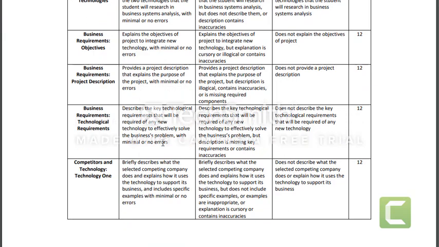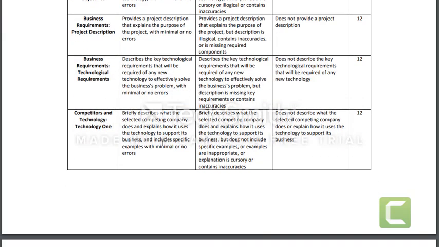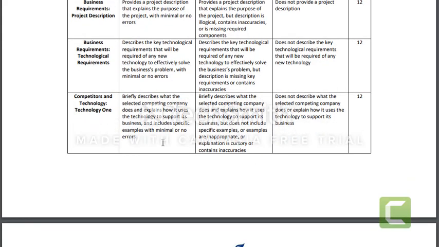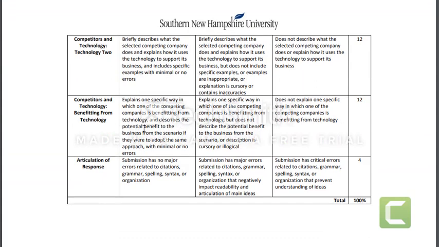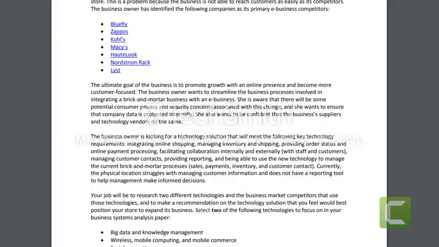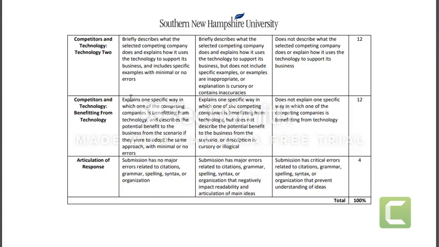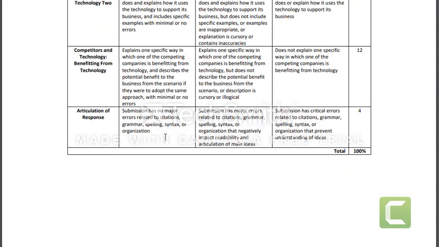And again, remember, this is just a draft. So we're going to provide feedback to help you get where you need to get by your final project. And it's not supposed to be perfect. So just do your best, and always aim for this top rubric here. And if you have any questions about what something specific in here means, definitely ask. And always be returning to this rubric and this project scenario. You should be checking, double checking, triple checking that your projects and milestones are addressing everything that this rubric asks you to address. And then lastly, articulation of response has to do with citations, grammar, spelling, syntax, organization.